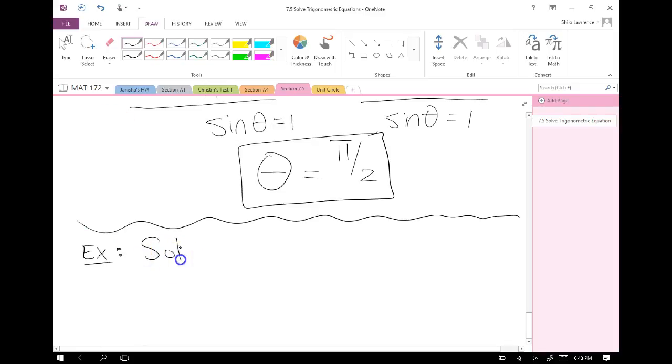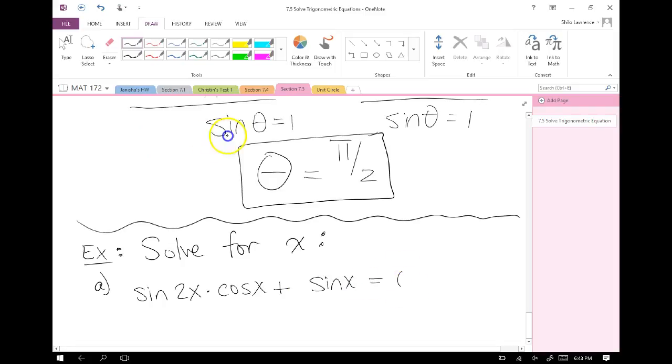So we want to solve for x. I've got sine of 2x times cosine x plus sine x equals 0. Sine of 2x times cosine x plus sine x equals 0. So there's a couple of things you should notice here. There are two different trig functions. There's sine and there's cosine.